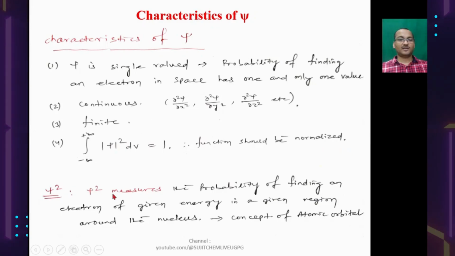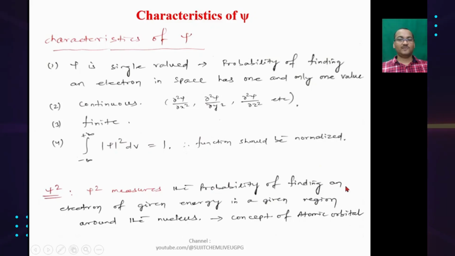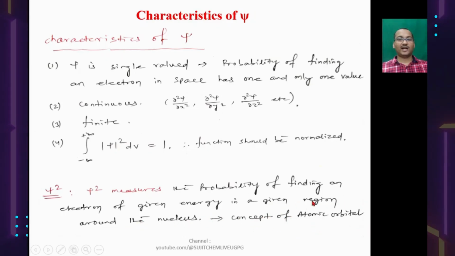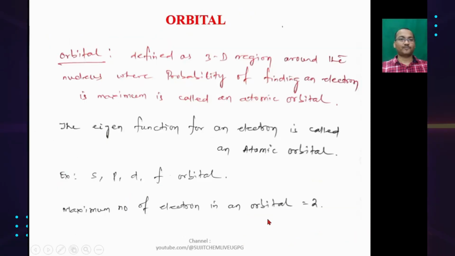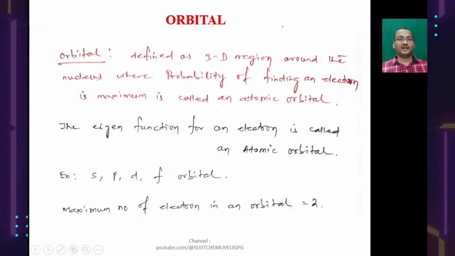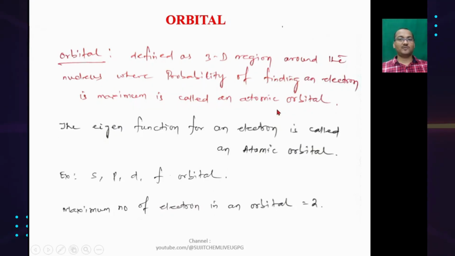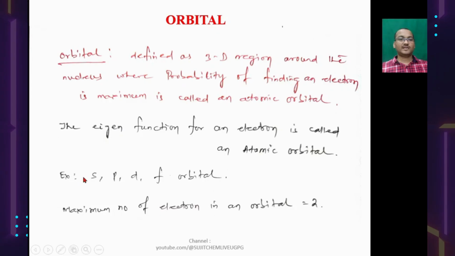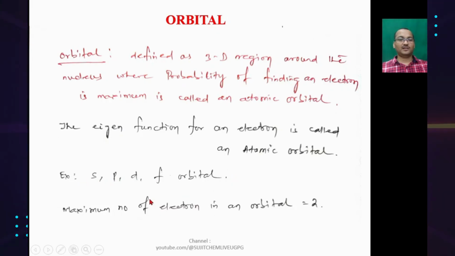The next is psi square. Psi square measures the probability of finding an electron of a given energy in a given region around the nucleus. So that gives the concept of atomic orbital. So what is an orbital? It is defined as a three-dimensional region around the nucleus where the probability of finding an electron is maximum, and is called an atomic orbital. The eigenfunction for an electron is called an atomic orbital. For example, s, p, d, f orbitals, and the maximum number of electrons in an orbital is 2.